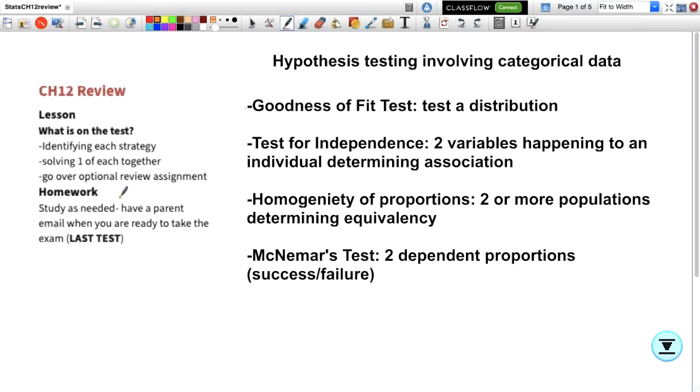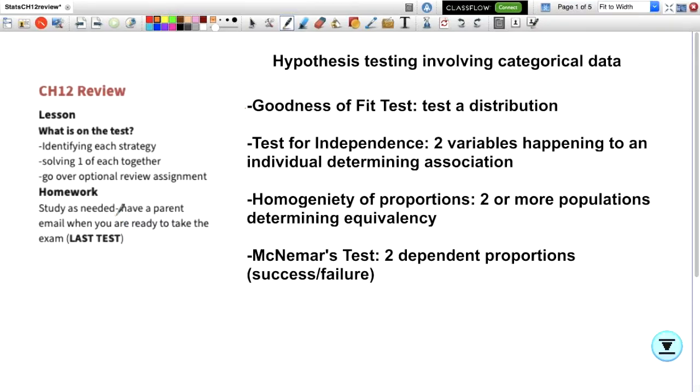Obviously, I'm going to have nothing due, but I would like a parent to email me when you're ready to take the exam. Remember, this is the last test, and I need you to be taking it and finishing it by Wednesday the 20th, which is next Wednesday. Okay, by midnight, I need those in so that we can get going on our project and you have enough time to complete it without feeling like you have to be doing 2 things at once.